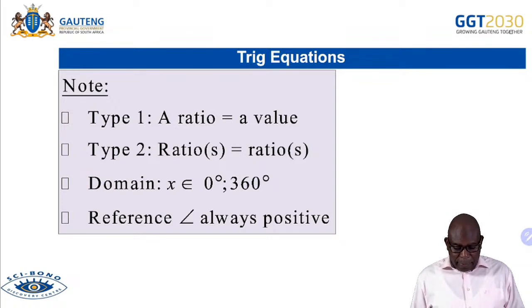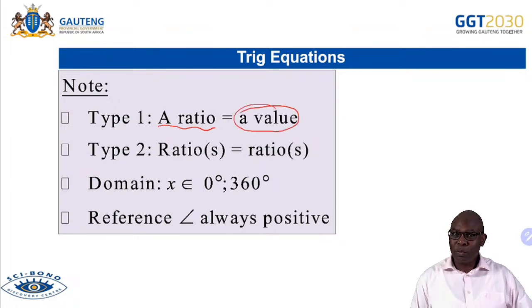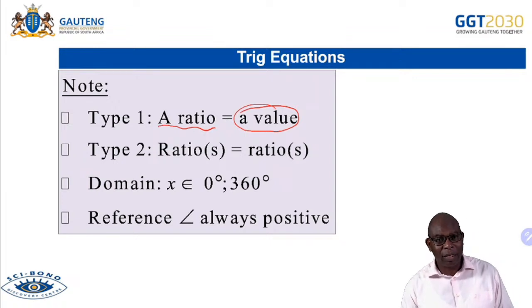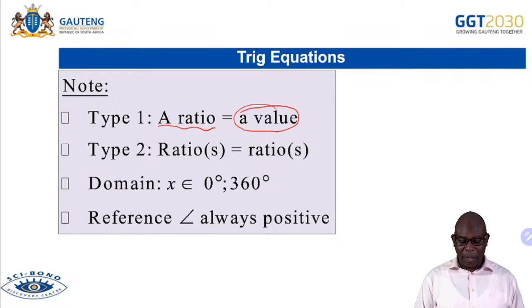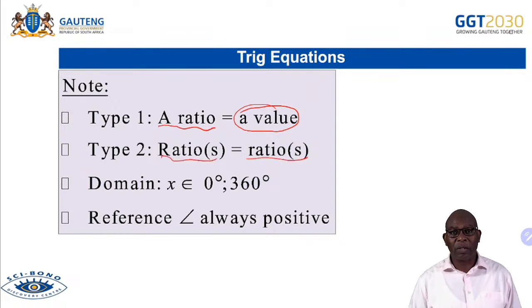Now, type 1 of trig equations, you'll have where we have a ratio and a value. That is the ones that we like most, which are easy. You just go to your calculator, press shift and the ratio and get the value, the angle. The other ones, we have a ratio and a ratio on both sides. You see, we have a ratio and a ratio on both sides. We'll look at that.